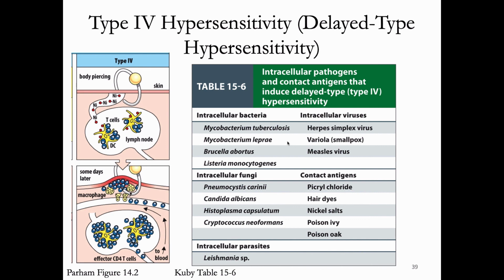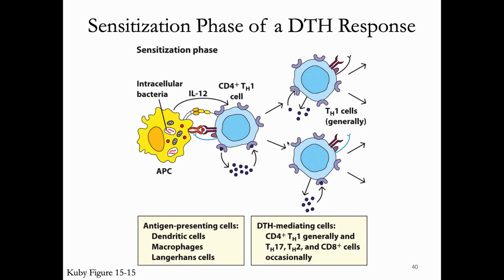Similarly, with a type 4 hypersensitivity response, we have two phases of the response. We have a sensitization phase and an effector phase. And so similarly, you don't see a DTH response until the second time you're exposed to the antigen. The first time, you really don't see this at all. In the sensitization phase, you are exposed to the antigen, that antigen is presented to T cells, and you induce a Th1 response.